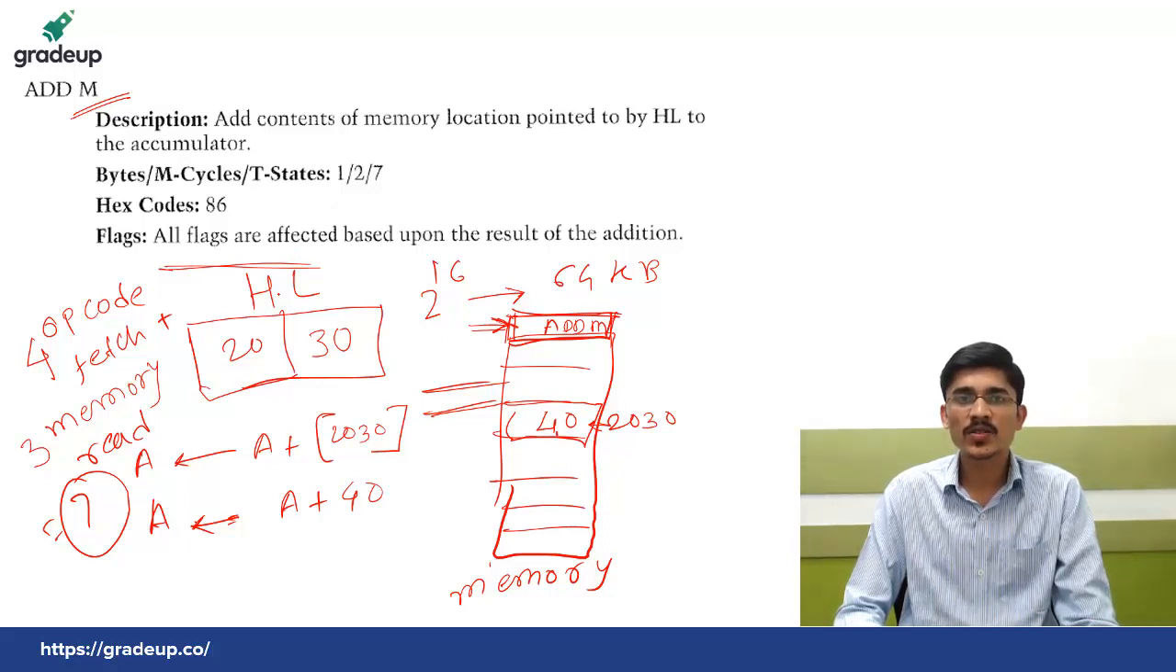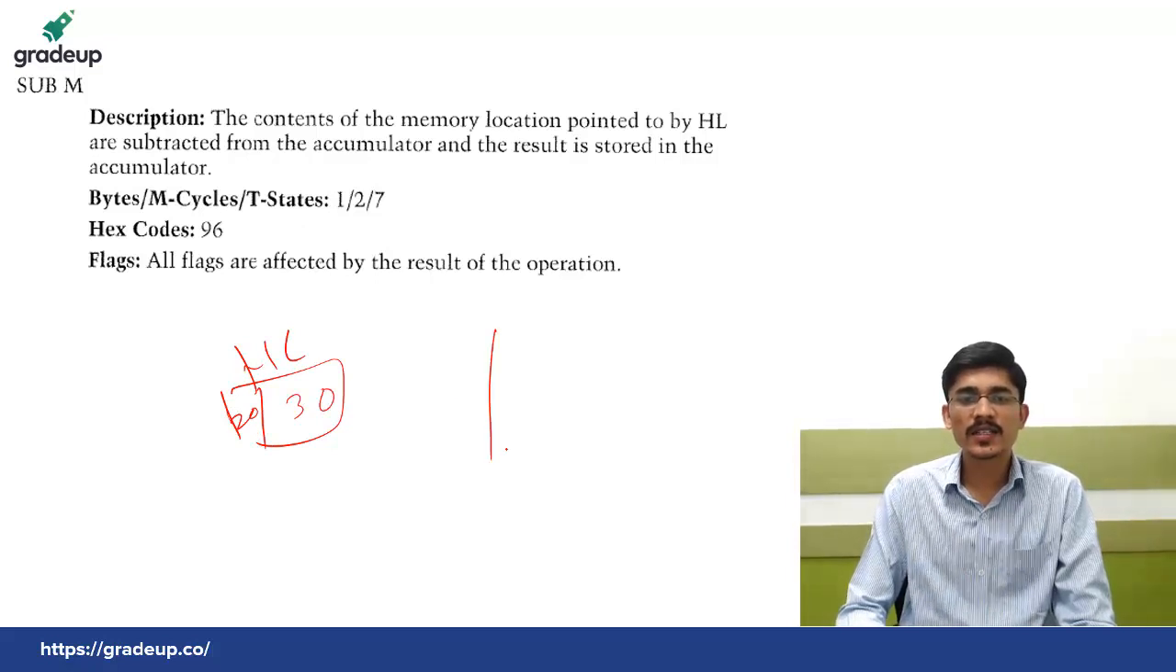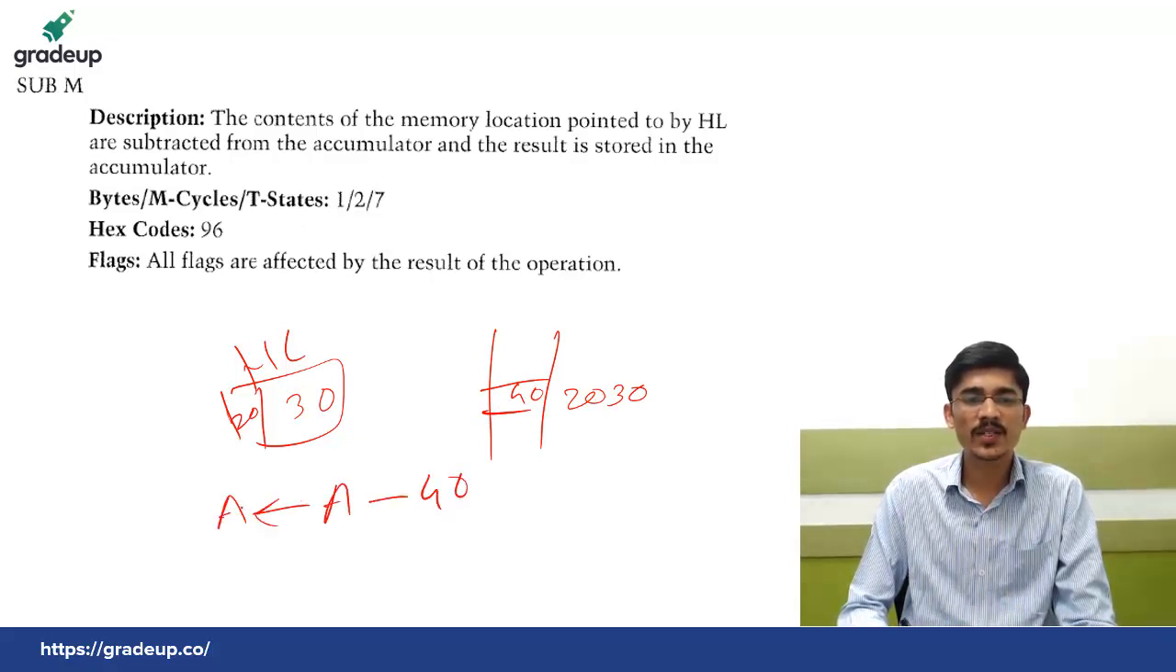I guess you have understood this concept, because a similar concept will be used in the next instruction, which is subtract M. Here also, the contents of the memory location pointed by the HL register, like 2030, will be subtracted from the accumulator, and the result is again stored back to the accumulator. So it is the same as the previous.